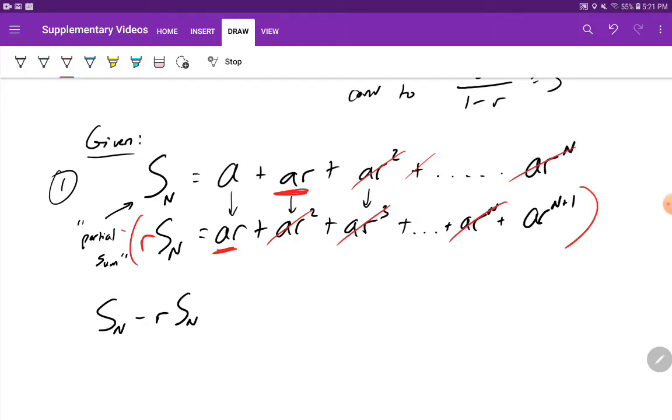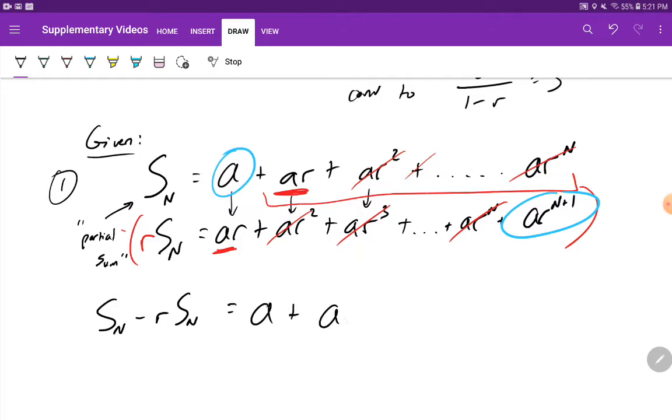So essentially all the middle terms... Oh, wait, I went too much, sorry. All the terms essentially cancel out with each other, except for the a and the ar to the n plus 1, right? So what's left over? You're going to get a plus ar to the n plus 1. Make sense so far? Hope so.